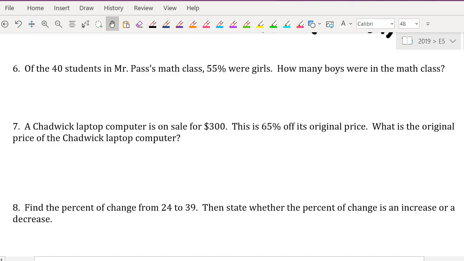The 40 students in Mr. Pass's math class, 55% were girls. Now, you see where the trick is in this, right? They're not asking you for girls. They're asking you for the number of boys. So, we're not finding 55%. What are we finding? 45%. Now, you can do it in 2 steps. Find the 55% first and then subtract.